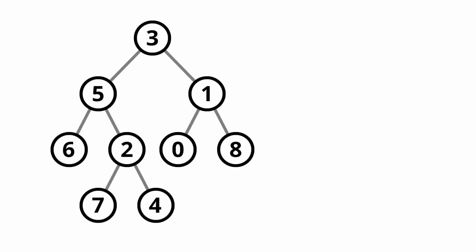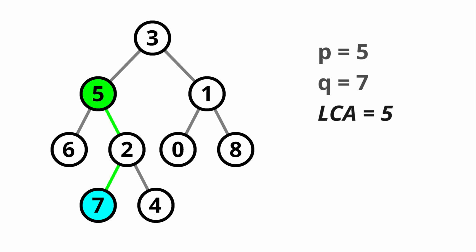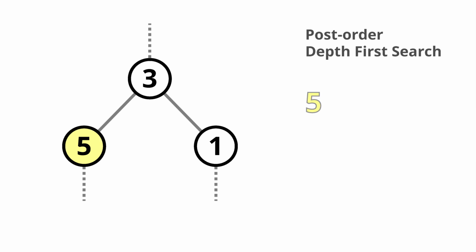An important thing to note here is that a node can be an ancestor of itself. That is, if p equal to 5 and q equal to 7 are the nodes, in that case, the node 5 will be the lowest common ancestor of both 5 and 7. To find out the lowest common ancestor, what we can do is run a DFS.